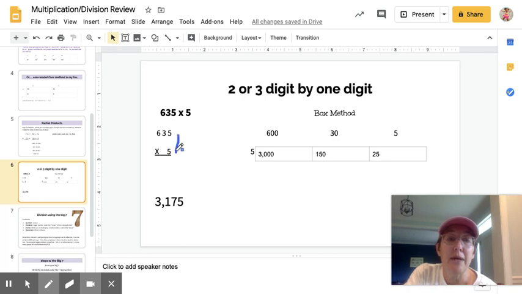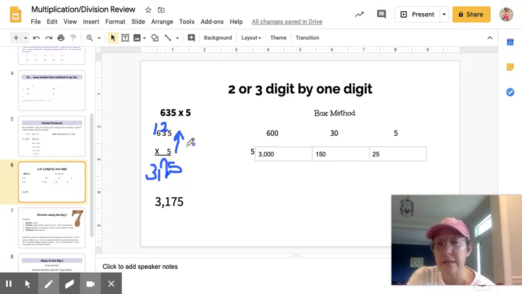So we multiplied 5 times 5, and you would get 25, right? And then 5 times 3 is 15, and you just add that 2. So that would be 17, and you carry the 1. And then 5 times 6 would be 30, plus 1 would be 31. So you should get 3,175.